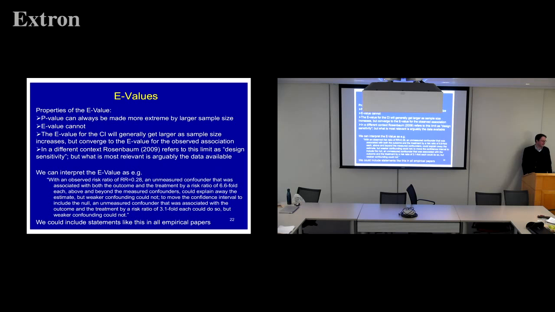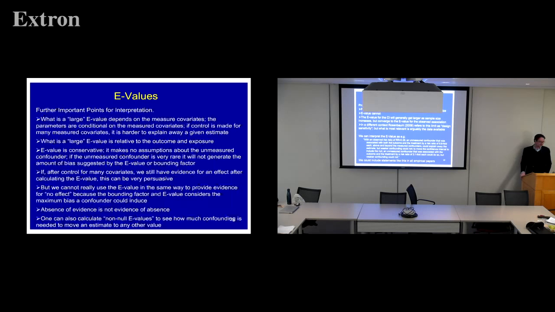In a different context, with different parameters, Rosenbaum refers to that as the design sensitivity. What happens as the sample size goes to infinity? What does robustness to unmeasured confounding look like in that scenario? While I think those measures can be useful in some contexts, I think most of the time we care not about an infinite sample, but our actual sample. How much evidence do we really have in our actual sample? And so again, I think these sorts of statements could very easily be inserted into text.